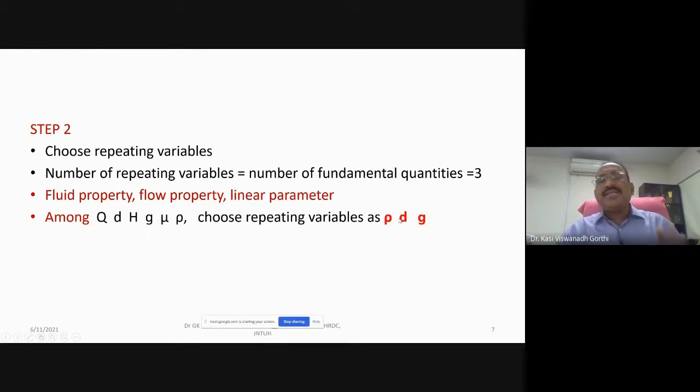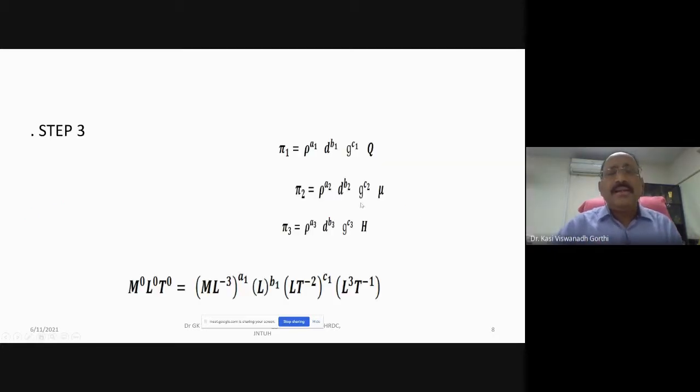So these 3 are chosen as the repeating variables. At the moment, please try to understand that one is a fluid property, rho, the mass density, another is a flow property, acceleration, and D is the linear dimension, a linear parameter. So you have rho, D, g chosen as the repeating variables. As the name suggests, these variables will be repeated in all dimensionless pi terms: pi 1, rho D g; pi 2, rho D g; pi 3, rho D g.